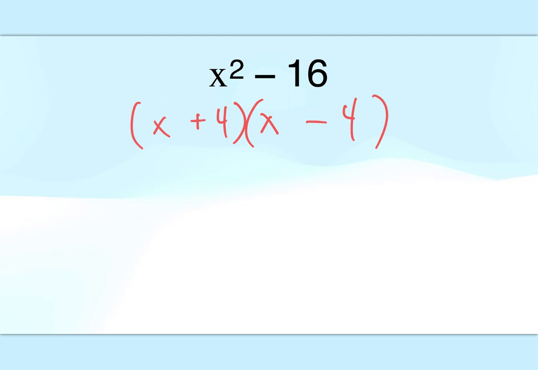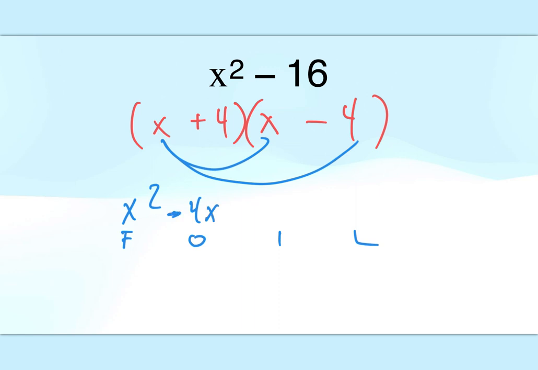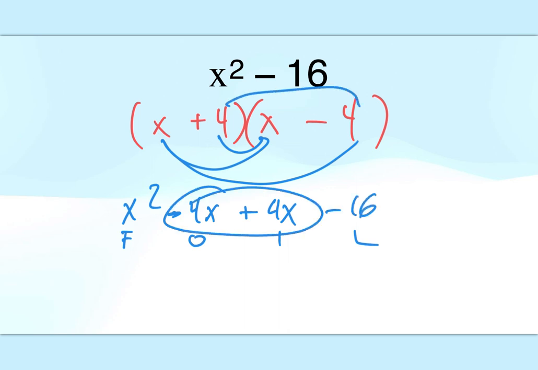Because if I FOIL this out, again, when in doubt, that's always how you can check. Firsts, x squared. Outsides, minus 4x. Insides, plus 4x. Lasts, negative 16. These add to 0, x squared minus 16.